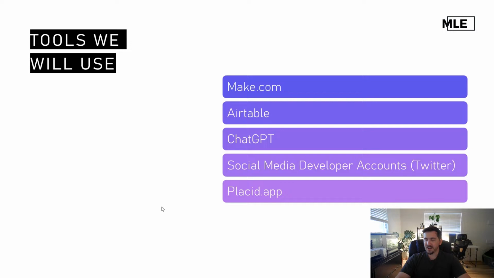Now, the next thing that we're going to be using is placid.app. That is a paid application. So what we're going to do is build out the application with Make, Airtable, and the social media integrations. And then at the end, we'll actually utilize ChatGPT and Placid to do the image, text, and template automations.